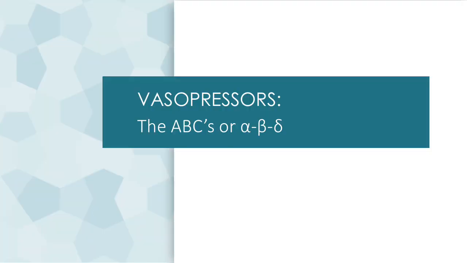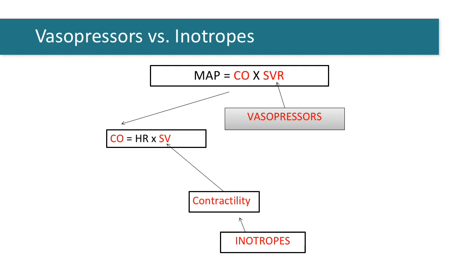What I'd like to do now is spend a bit of time reviewing vasopressors. So let's take a look at what the difference is between vasopressors and inotropes. In most simplistic terms, vasopressors tend to act on your systemic vascular resistance, which is very important to maintain a mean arterial pressure. Inotropes, on the other hand, primarily work on cardiac contractility, which helps to improve your stroke volume.